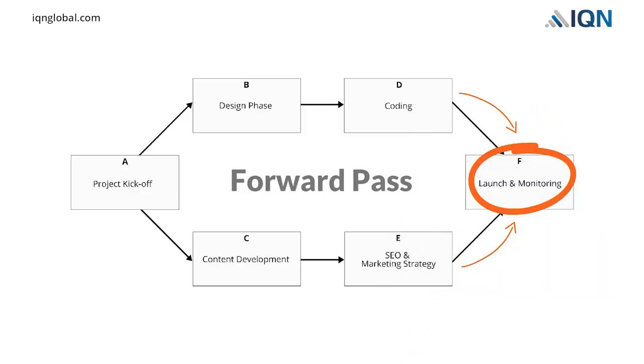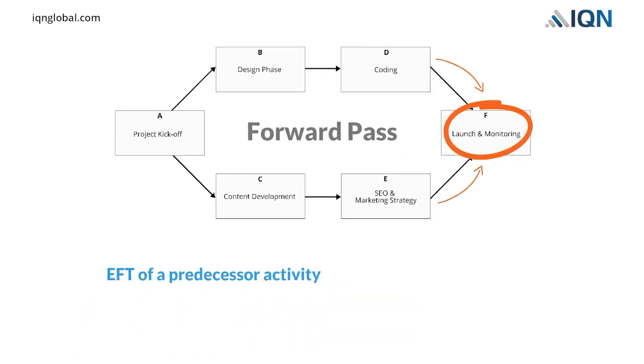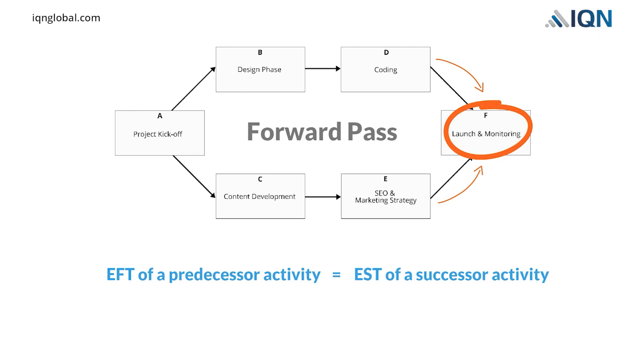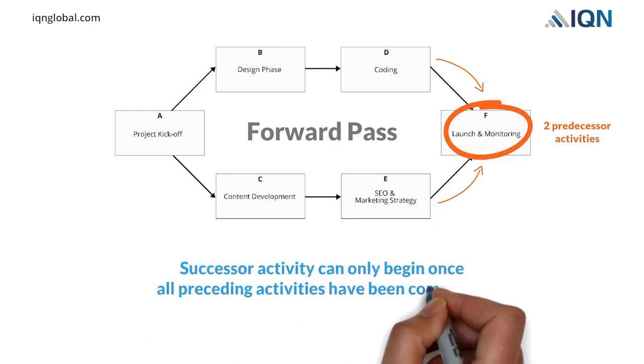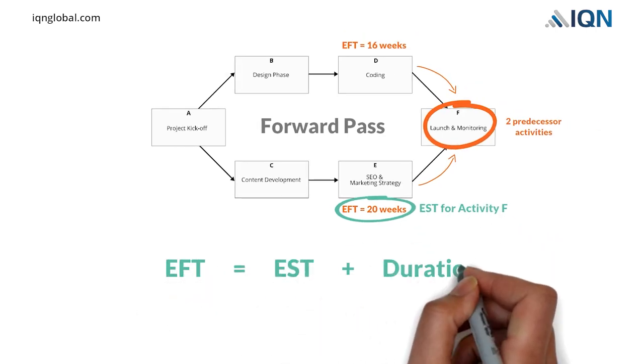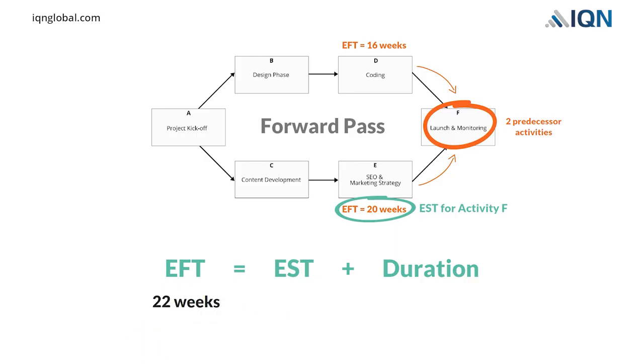As we know, the earliest finish time, EFT, of a predecessor activity is the same as the earliest start time, EST, of the successor activity. The challenge with activity F is that it has two predecessor activities. The rule to resolve this is that the successor activity can only begin once all preceding activities have been completed. Since activity E has the greater EFT, 20 weeks, we select 20 weeks as the EST for activity F. Therefore, the EFT for activity F is calculated as 22 weeks, that is 20 weeks EST plus 2 weeks duration.